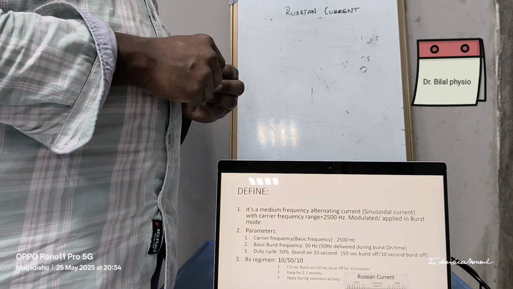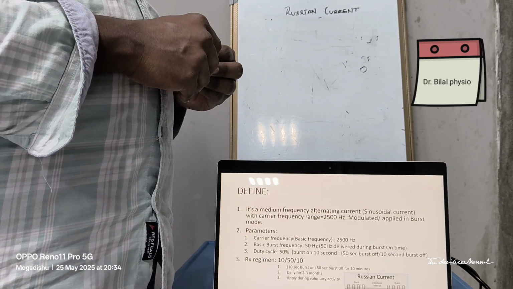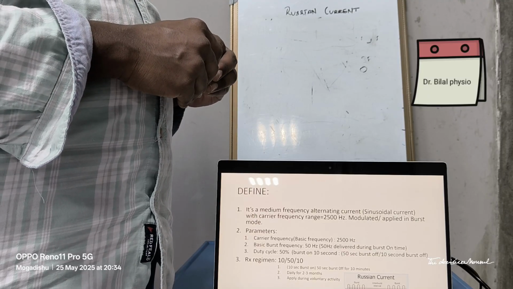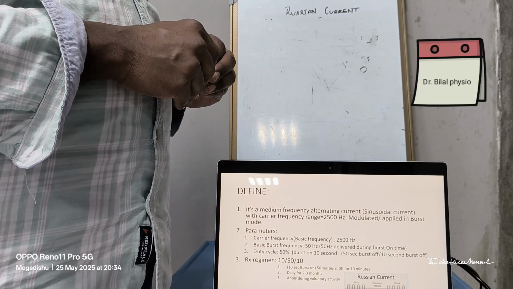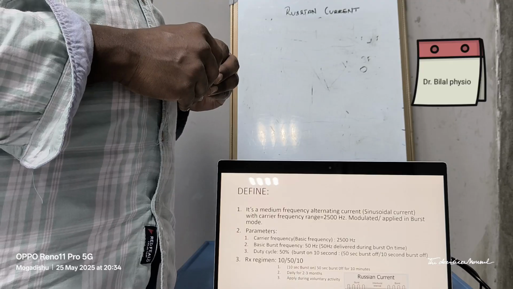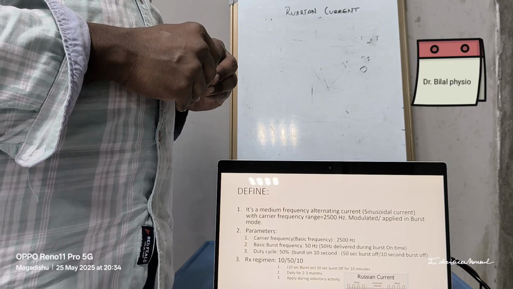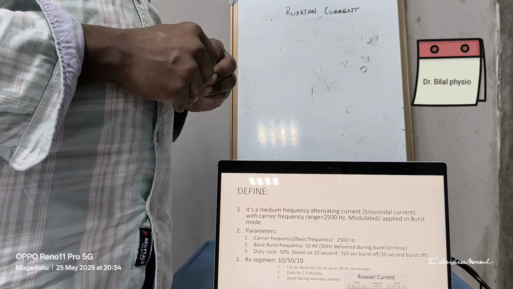In another video, we will discuss interferential therapy and the TENS protocol, where to place the electrodes for acute and chronic conditions. We are going to discuss it soon in another video.